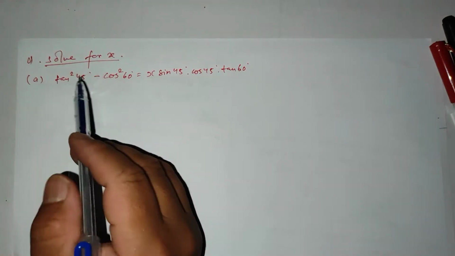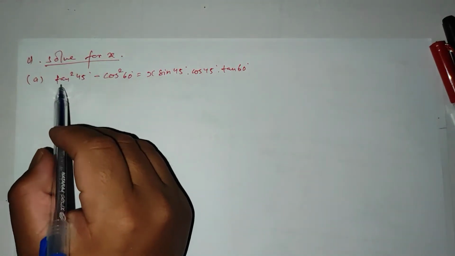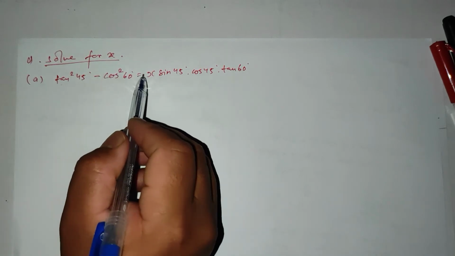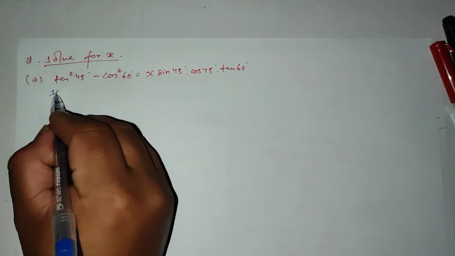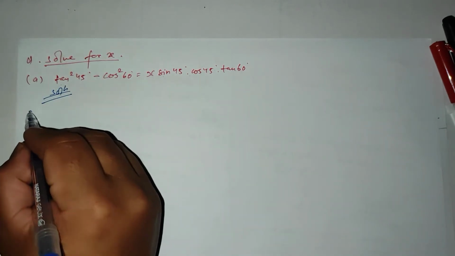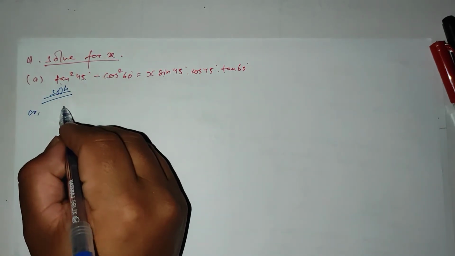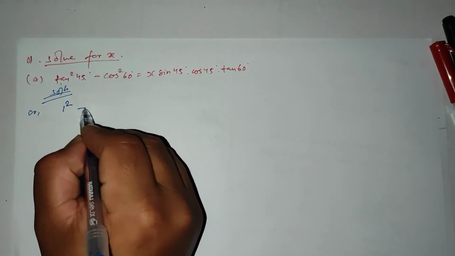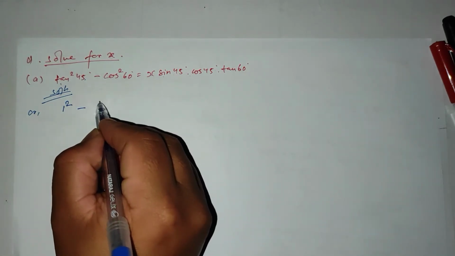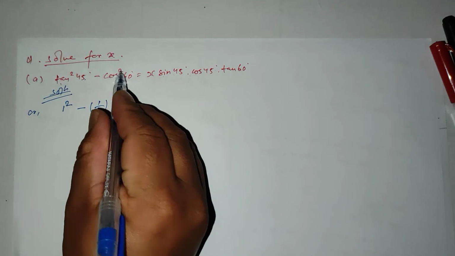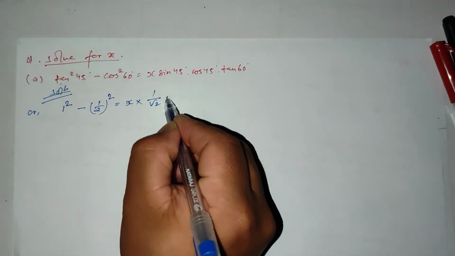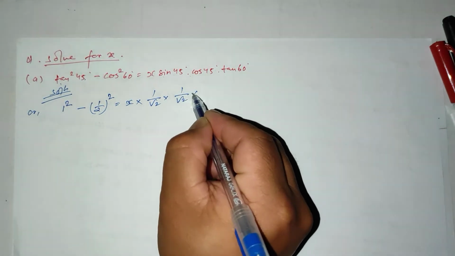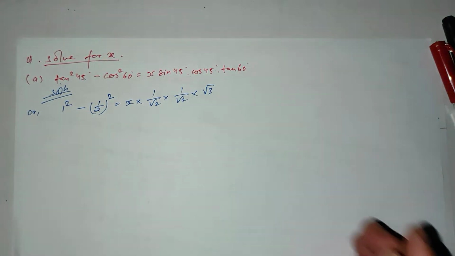Next question, solve for x. Tan square 45 degrees minus cos square 60 degrees equals x into sin 45 degrees into cos 45 degrees into tan 60 degrees. Solution. Here we need to find the value of x. Tan 45 value is 1, square, minus cos 60, 1 by 2, square, equals x into sin 45, 1 by root 2, into cos 45, 1 by root 2, into tan 60, root 3.